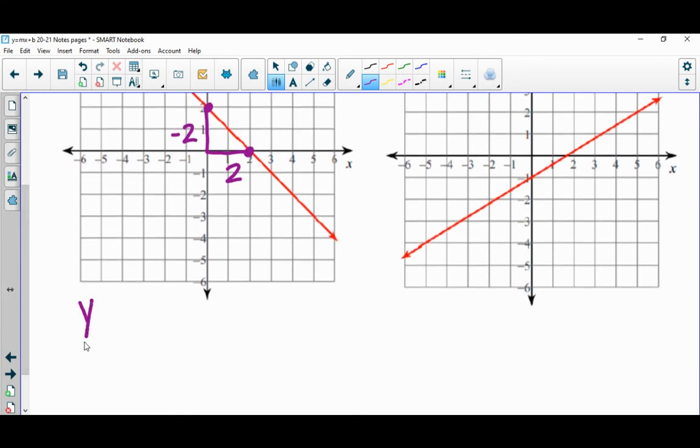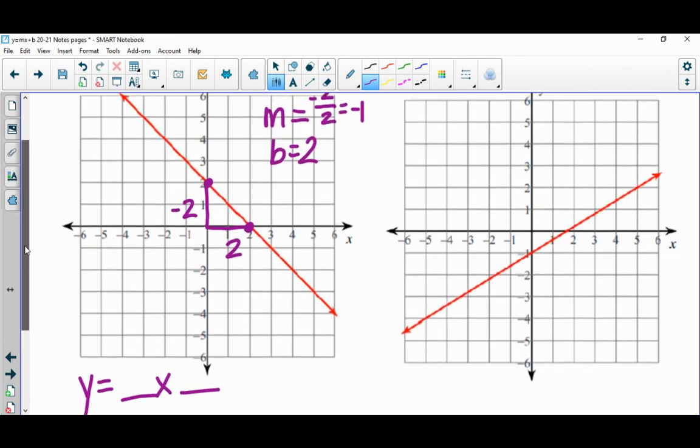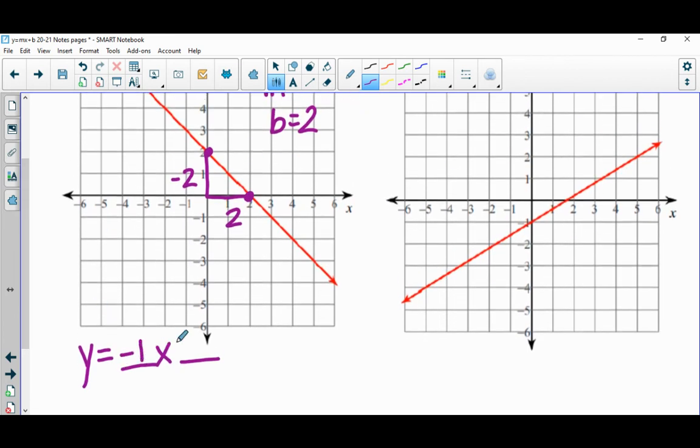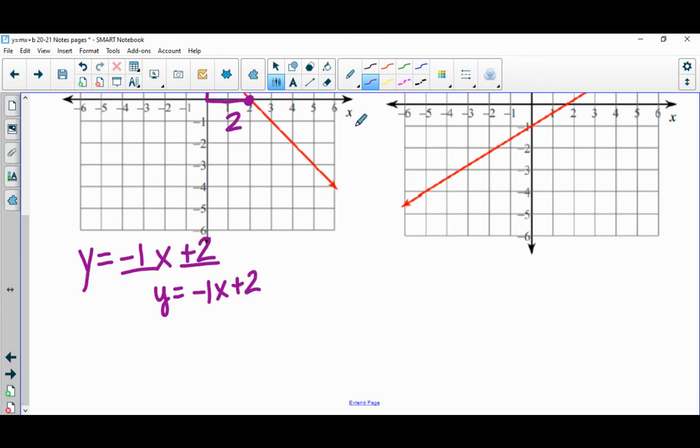So for the setup of my equation, y equals blank x blank. So my slope was negative 1, so that's going to be attached to the x, and my y-intercept was a positive 2, so I'm going to put a plus 2. So my final equation, y equals negative 1x plus 2. If you remember from math class, this 1 is actually kind of an invisible number. So another acceptable way of writing this, and this is how they'll want to see it in 8th grade Algebra 1, is just to write this as negative x plus 2.